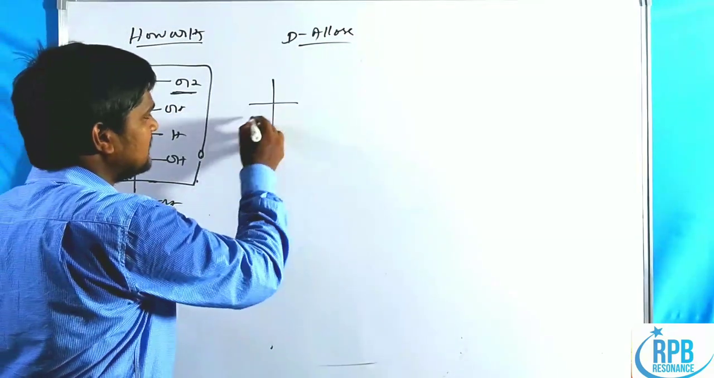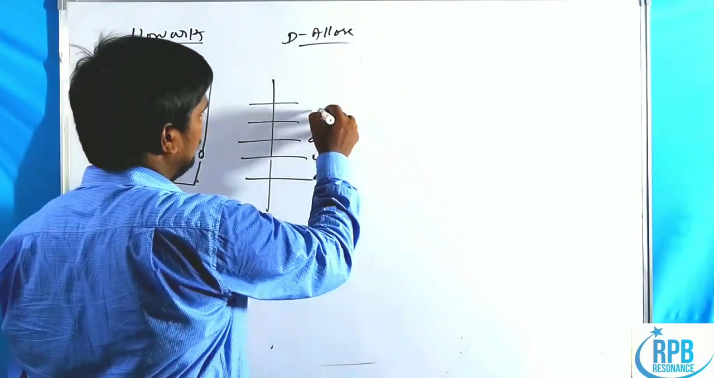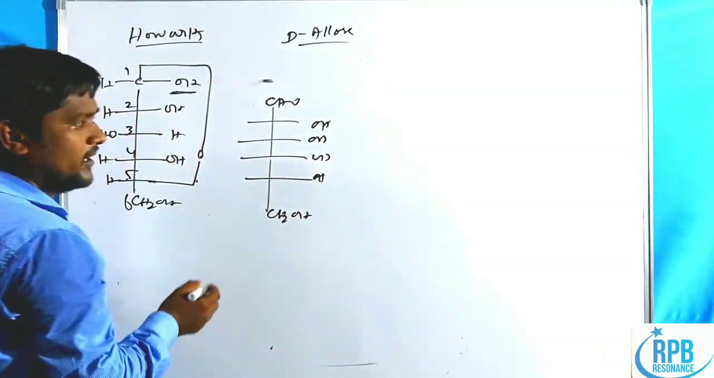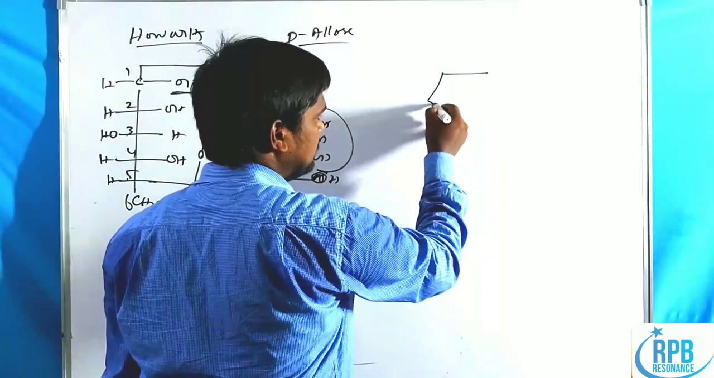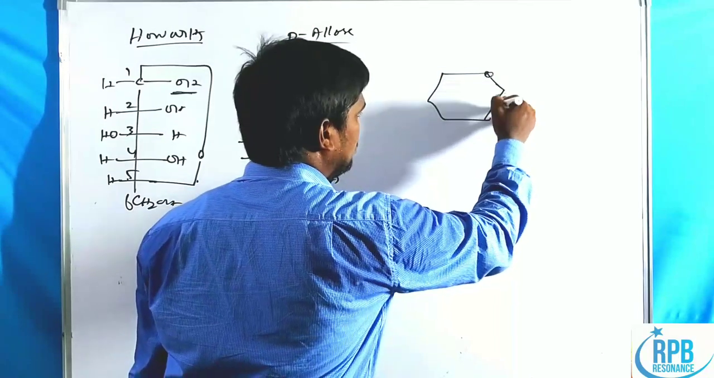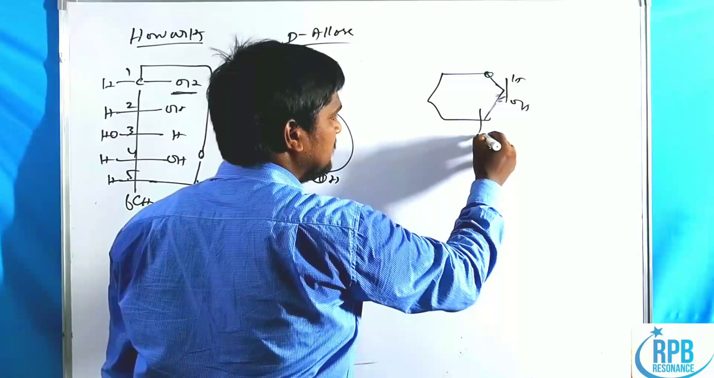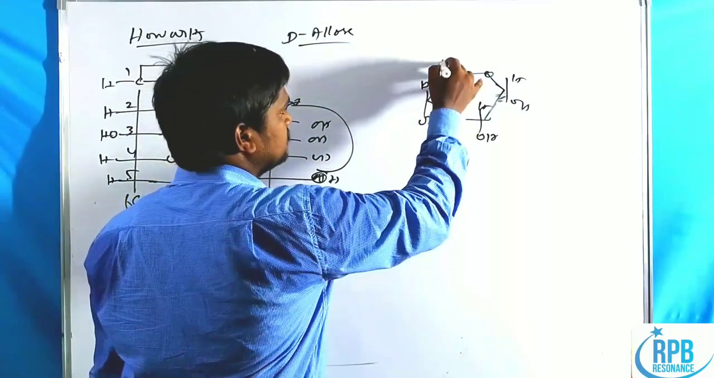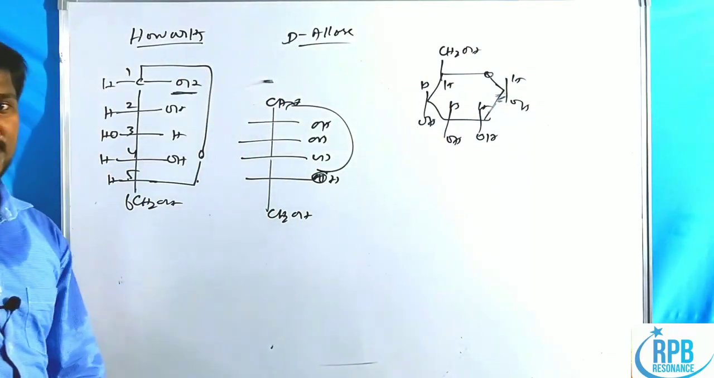D-allose means all the OH groups are on the same side: OH, OH, OH, OH, like this. Here it is CHO and here it is CH2OH. Then it forms two types of isomer. Here it is the glycosidic carbon. All are on the right side, which indicates all are at the bottom according to our rule. Except CH2OH, which is always at the top position.